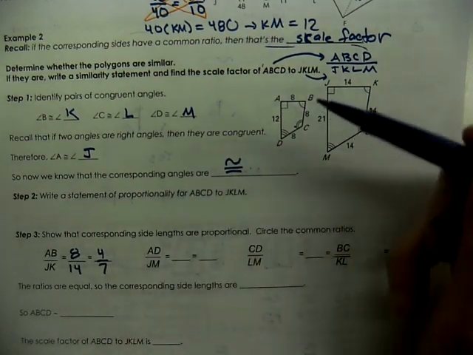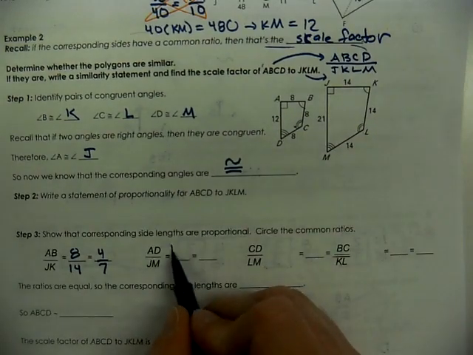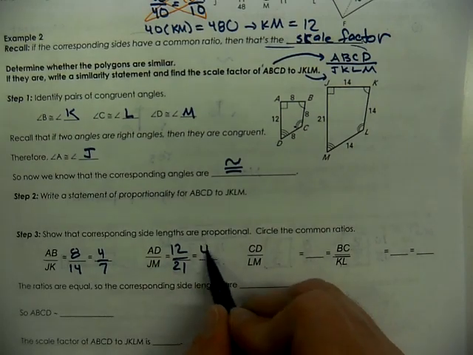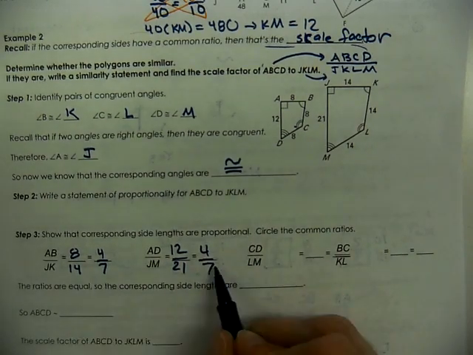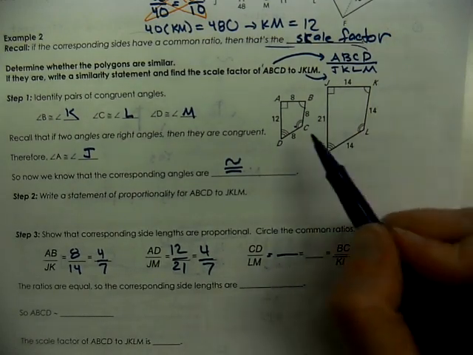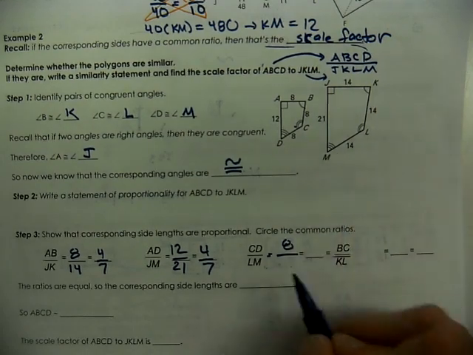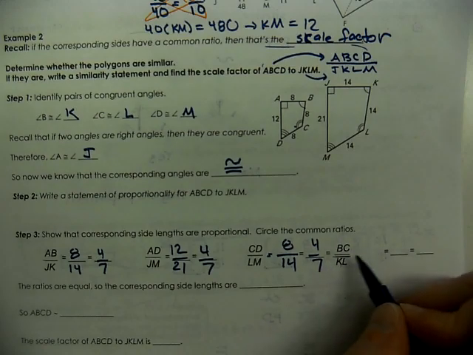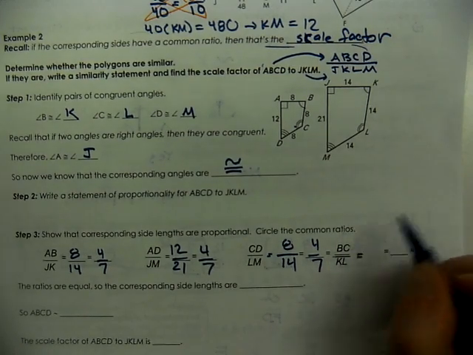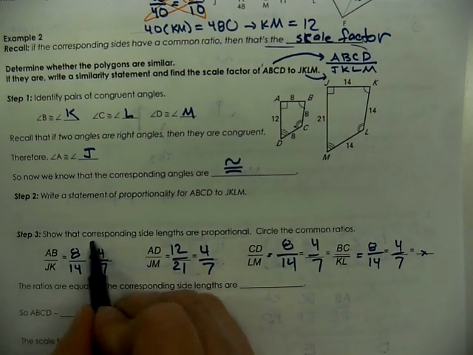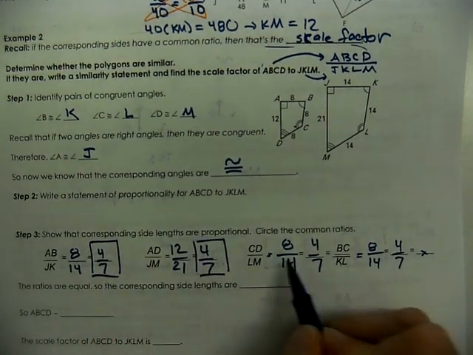Next, AD is on the left-hand side, so 12 and 21. And that can be divided by 3, giving us 4/7. Okay, so far so good. We have a common ratio so far. Let's see, CD is 8 over LM, which is 14, so it's another 4/7. And lastly, this one will give us the right-hand side, which is another 8 over 14. So again, 4/7 there. So yeah, look at that. We have a common ratio.